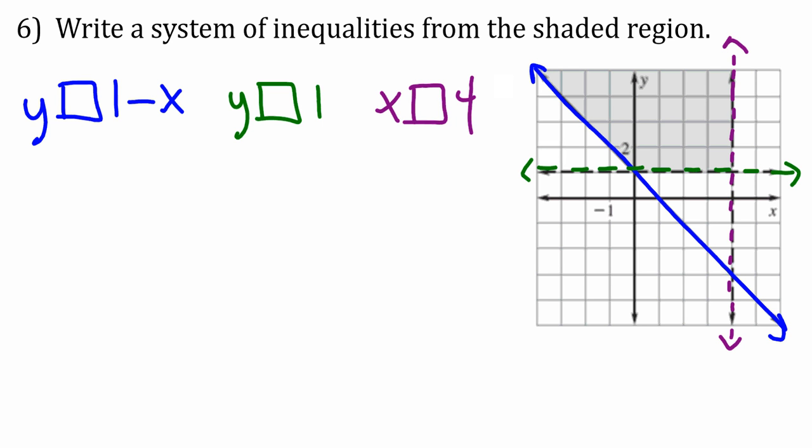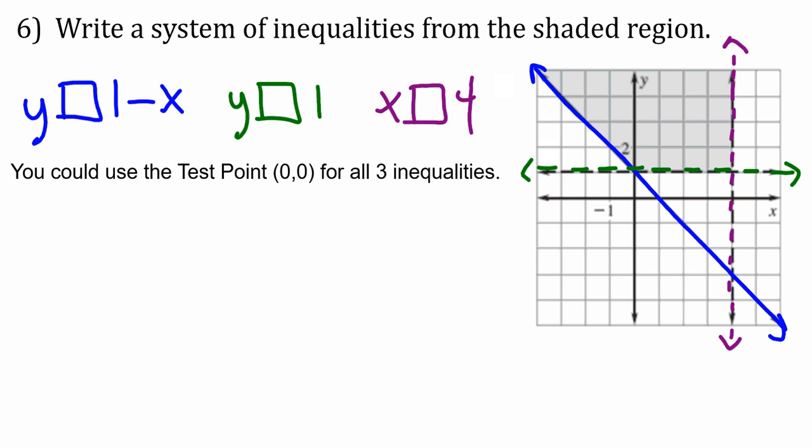Now, as you look at the shaded region, we want to have a test point to help us. And so we usually use 0, 0 as our test point. We can do that. And notice how it's not in the shaded region. So that's important. If it's not in the shaded region, that means as we're going through and working on simplifying these, we need them to be false statements. So let's work on that.